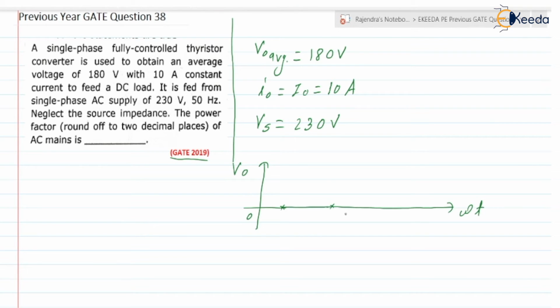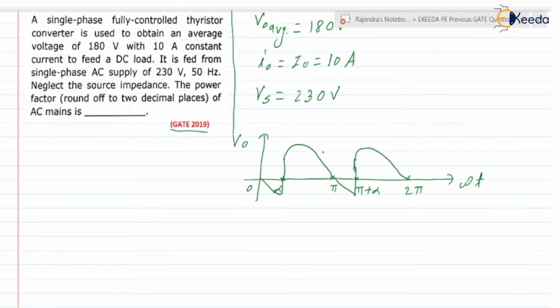The waveform has intervals alpha to pi, pi to pi plus alpha, and pi plus alpha to 2 pi. So alpha, pi, pi plus alpha, and here it is 2 pi. This is the type of waveform we will have. During these intervals, V0 is equal to plus or minus Vs.